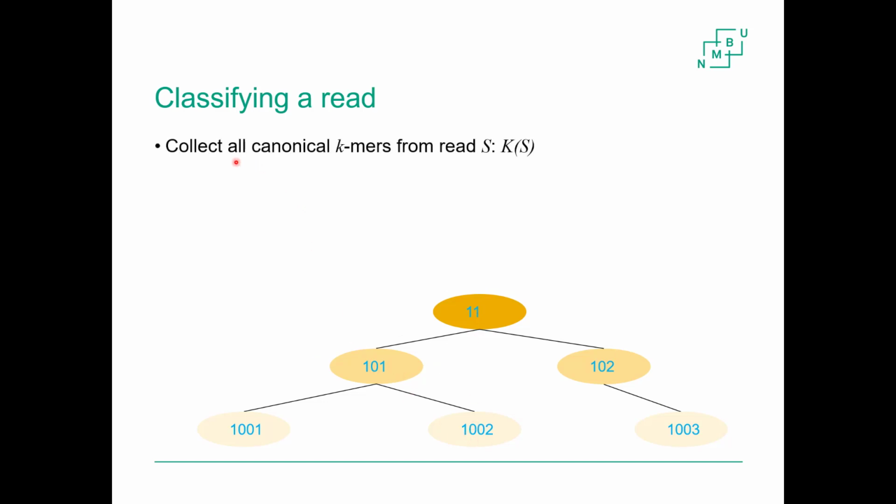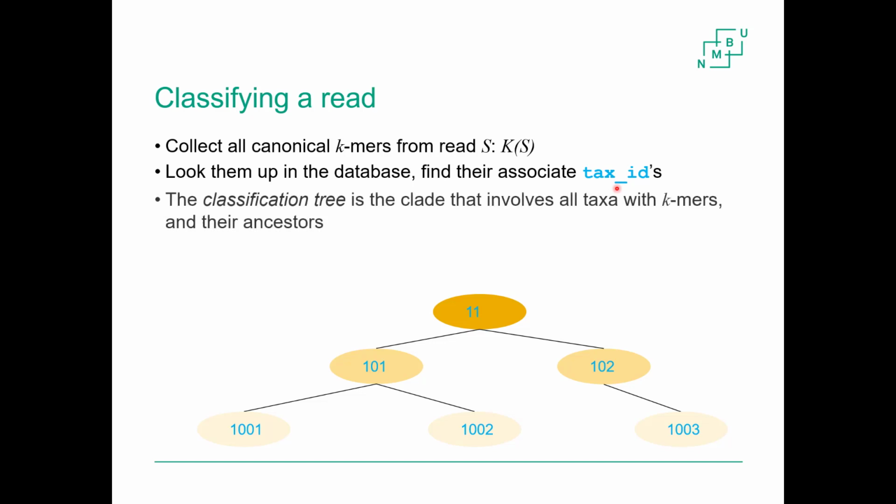So we collect all the canonical k-mers from the read. Now we want to classify one particular read S, and then we collect all the k-mers. Not that many, right? Let's say 100 k-mers. Look them up in the database. Think in terms of the table on the previous slide. If you have 100 k-mers, you just go down the rows and find them. And then you'll see what is the tax ID they are associated with. And in this way, you can, for each tax ID, count how many k-mers this read contains that are associated with each tax ID, right?